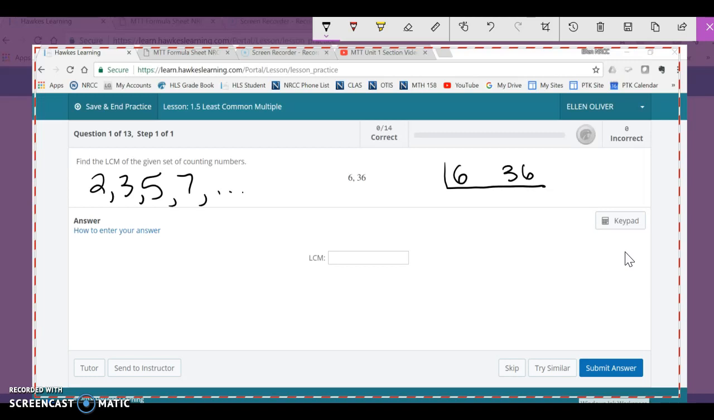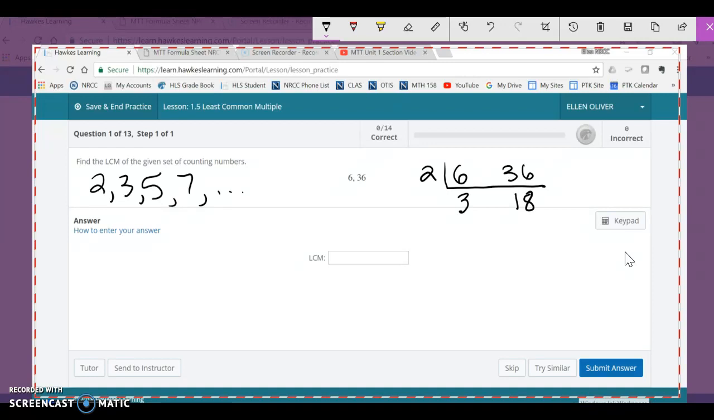If 2 goes into either one of these, it doesn't have to go into both, then you're going to write it out here. And then below each of these numbers, you're going to write how many times 2 goes into that number. So 2 goes into 6 3 times. 2 goes into 36 18 times. I'm using my chart for that.